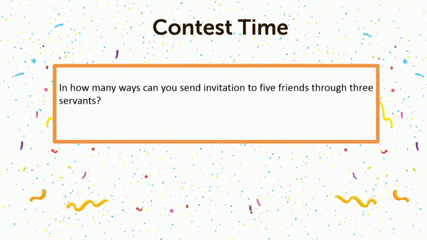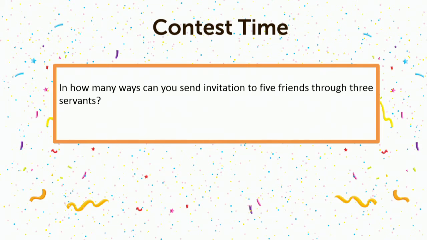In how many ways can you send invitation to 5 friends through 3 servants? Let us say you have 3 servants who work for you, and you have to invite 5 of your friends for a dinner party, and you want to send them invitation letters. You have 3 servants. Now, how many ways can you invite 5 friends for the event, by sending invitation through the 3 servants? Clear? Now, think about it. What kind of question is it? Is it a question of permutation? How will you solve it? And then you can post the answer in the comment section. I will be discussing the solution for this question in my next video session.